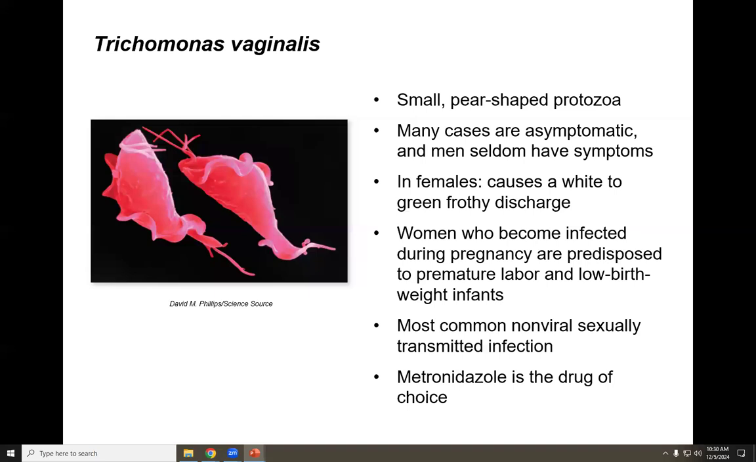And so it can cause premature labor. You'll have a frothy discharge if you have symptoms. It's actually the most common non-viral STI, and it's not even reportable. It's so common that the CDC doesn't track it.